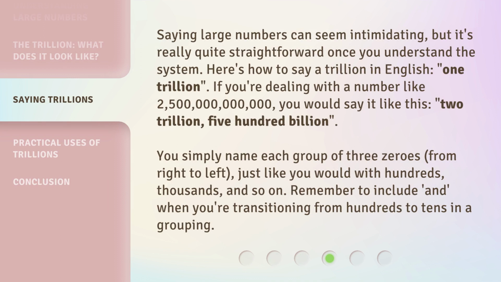Saying large numbers can seem intimidating, but it's really quite straightforward once you understand the system. Here's how to say a trillion in English. 1 trillion. If you're dealing with a number like 2,500 billion, you would say it like this: 2,500 billion. You simply name each group of 3 zeros, from right to left, just like you would with hundreds, thousands, and so on. Remember to include "and" when you're transitioning from hundreds to tens in a grouping.